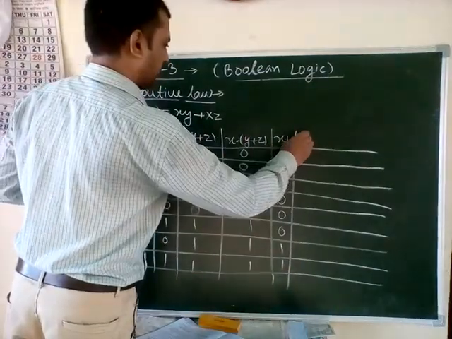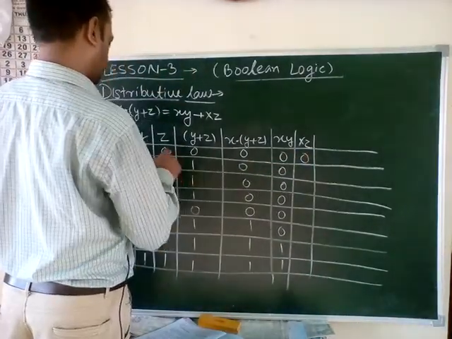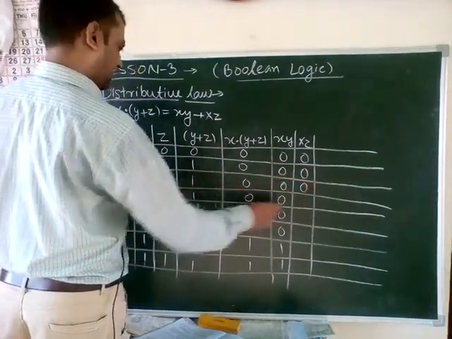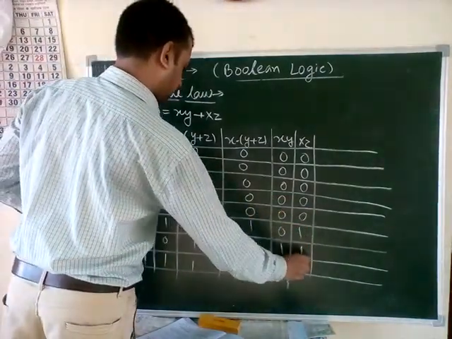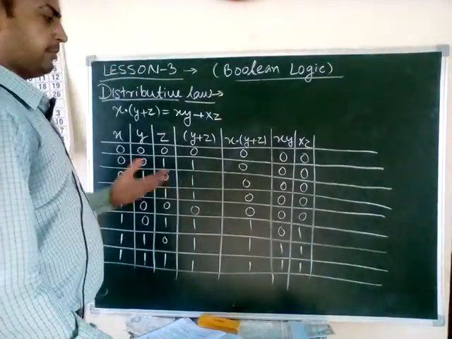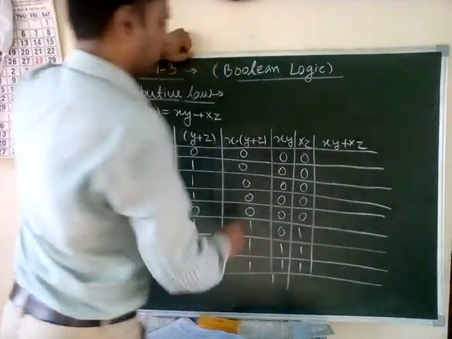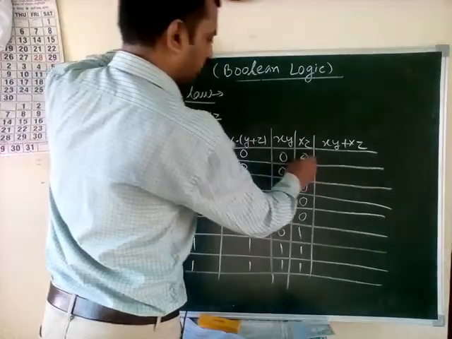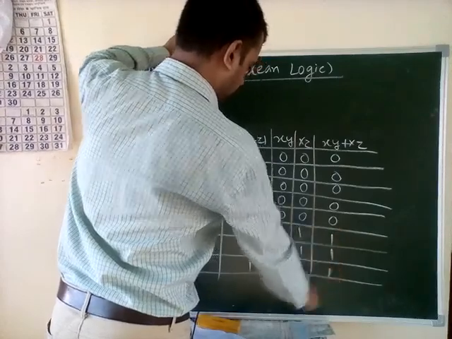Now x and z: 0 0 0 0, then 0 1 0 1. Then after we have to add these numbers, so xy plus xz. Now these two columns you have to add. If any 1 is there, then you have to give 1, because the plus symbol is there, meaning OR logic. So both are 0, then 0 0 0 0 0 1 1 1.